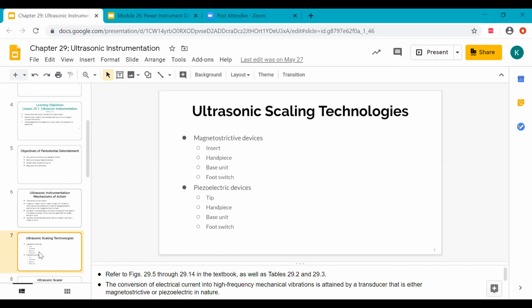Okay, so for our magneto devices, we have the insert, a handpiece, a base unit, and a foot switch. Our piezoelectric devices have a tip, handpiece, base unit, and a foot switch. So basically the difference here is the insert and the tip. Like I said, with the magneto, we take out the entire ultrasonic or Cavitron insert, which has the magnetostrictive strips and the tip, whereas with the piezo, the tip just comes out by itself.